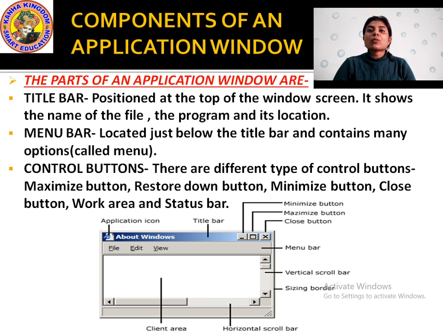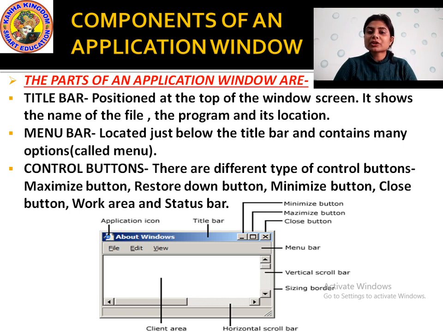Understood? Then work area. Work area is also called client area, where we type, where we write, where we do our drawing, painting. And the status bar shows how many pages you have worked or how many pages you are using, what you are working on, everything is shown in the status bar. And there are horizontal scroll bar and vertical scroll bar also. That means it can move the page up and down and from left to right. Understood? What are the different components of application window?